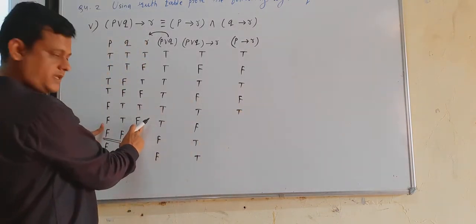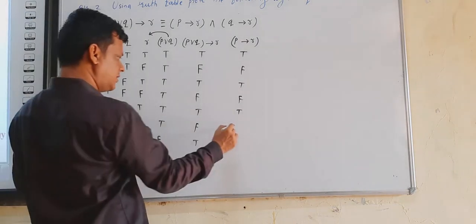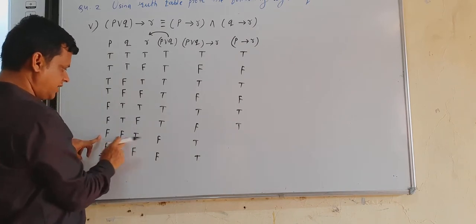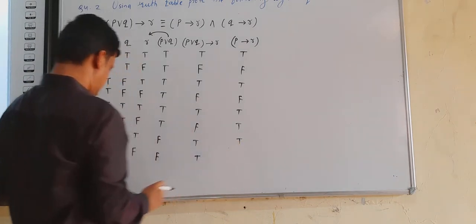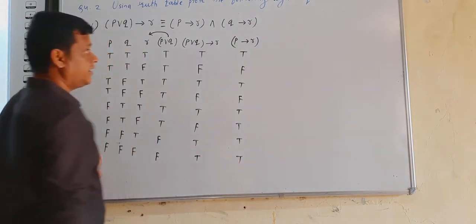Statements having the same truth value, therefore its result is true. Entries are not same, therefore its truth value is T. Entries are same, therefore its truth value is T.